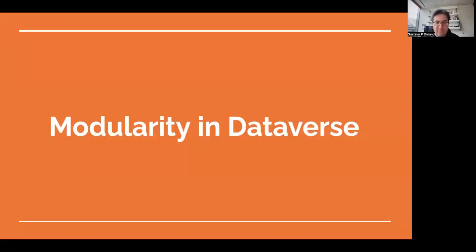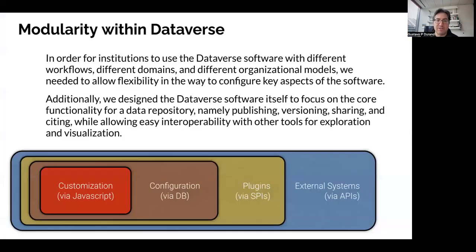So as I said, the modularity aspect is very important, and APIs are just one of the ways we deal with modularity within Dataverse. So just to talk a little bit about that and see where it fits into this whole modularity scheme. Like we said, Dataverse software works with different workflows, domains, and different organizational models, and we need this flexibility so that different installations can configure it how they need to.